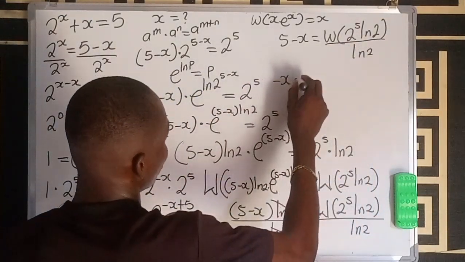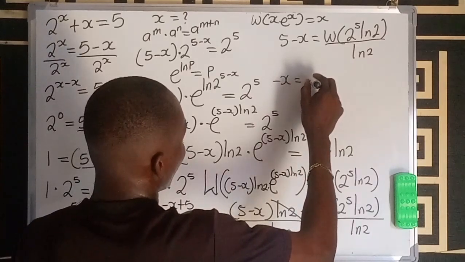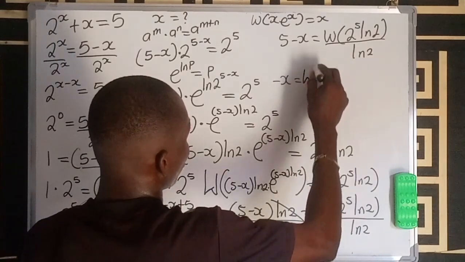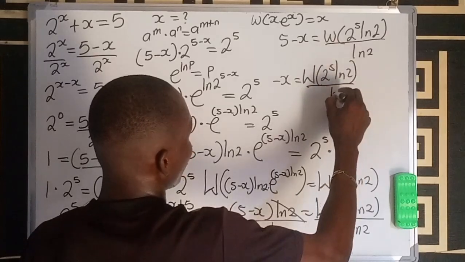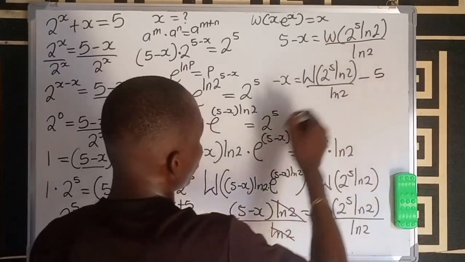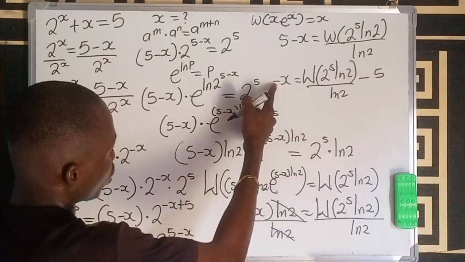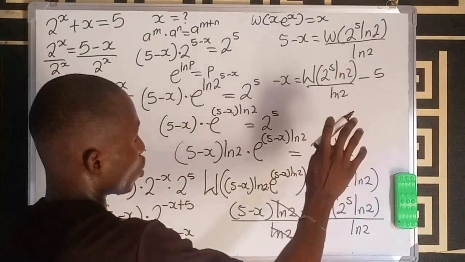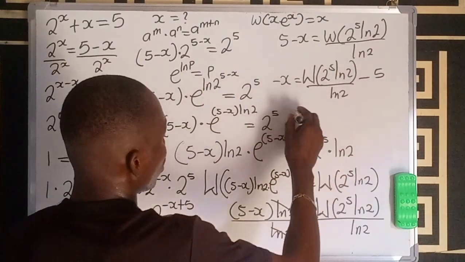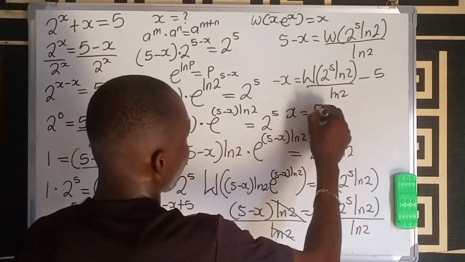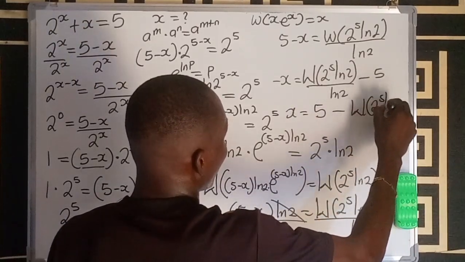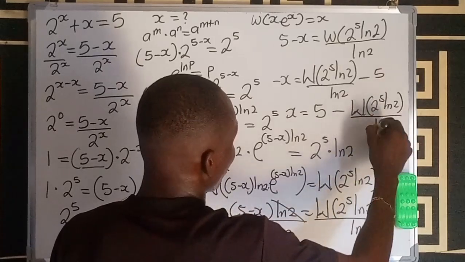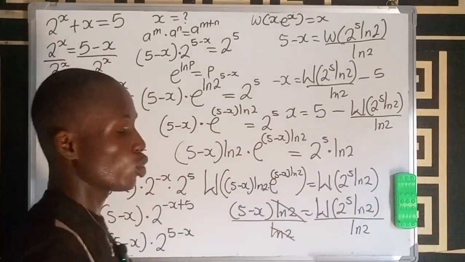Now let's subtract 5 from both sides. It means that minus s is equal to the derivative function of 2 to the power of 5 ln 2 divided by ln 2 minus 5. So since here I have minus s and minus on the other side, let's multiply both sides by minus 1, so that this minus can go here. So it means that s will be equal to 5 minus the derivative function of 2 to the power of 5 ln 2 divided by ln 2. And this is the solution to this problem.